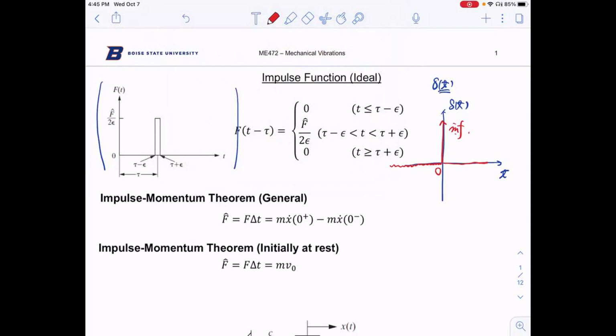But the other interesting thing is the integration of this function with respect to time from minus infinity to positive infinity is 1. So even though the value is infinite, the integration is actually finite. That's why this function is special.